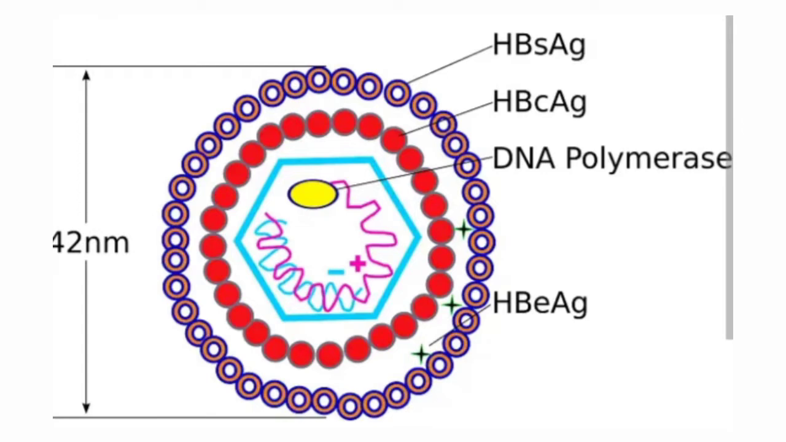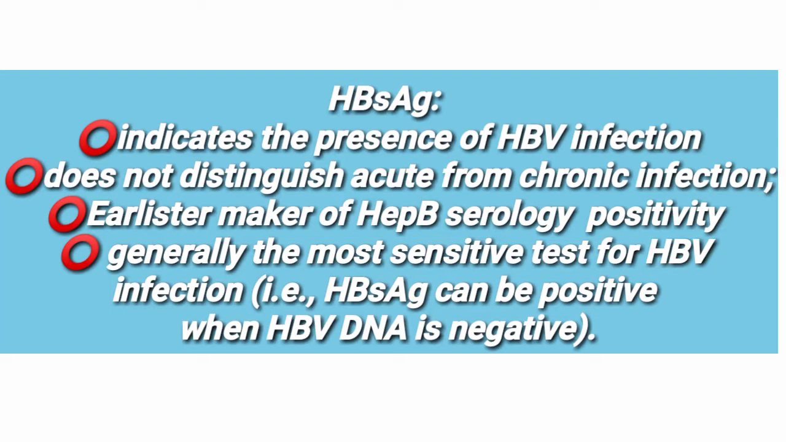These are very important antigens, and they will decide whether the patient is having an acute infection, a chronic infection, or any stage of chronic infection. So these three antigens and hepatitis B virus DNA are very important. In viral serology, the hepatitis B surface antigen indicates the presence of hepatitis B virus infection. It doesn't distinguish between acute and chronic infection. And the important thing is that it is the earliest marker to be seen in hepatitis B virus infection. So it is also an MCQ.